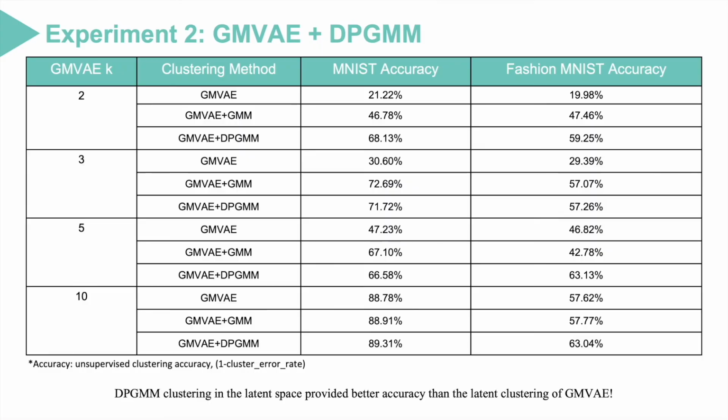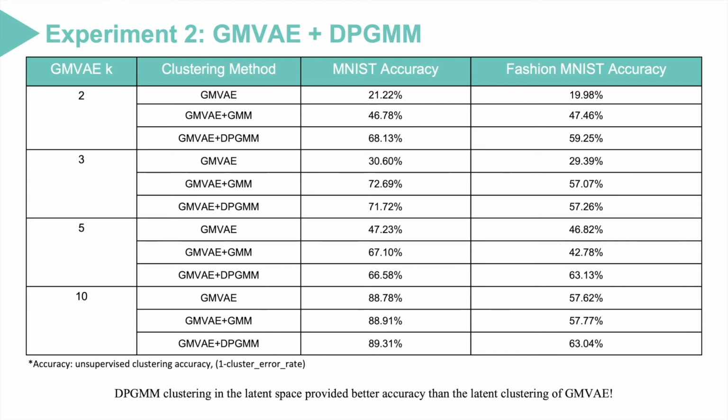In this experiment, we specify different k, which is the number of components in GMVAE, as 2, 3, 5, and 10. Then with each k, first, we compare the predicted label with ground truth within the latent space of GMVAE. Then, we use the GMM to cluster latent feature of GMVAE and calculate the accuracy. In the end, we use DPGMM to cluster latent feature of GMVAE.